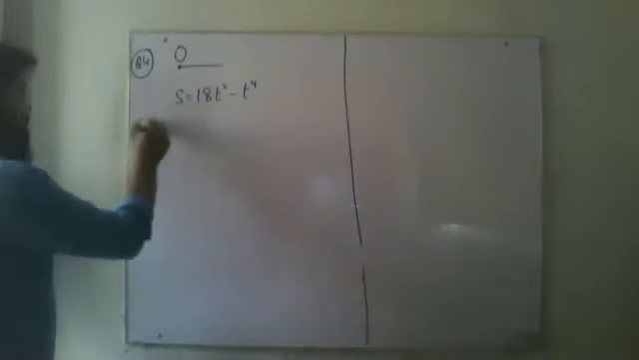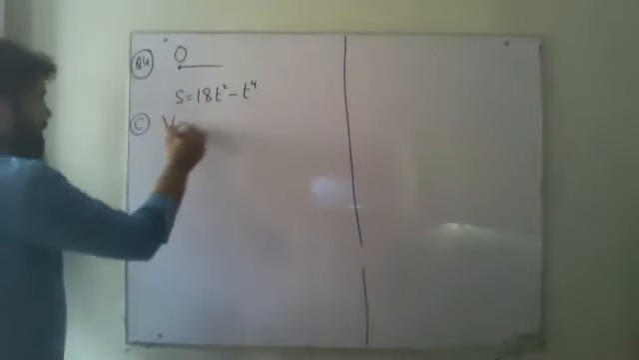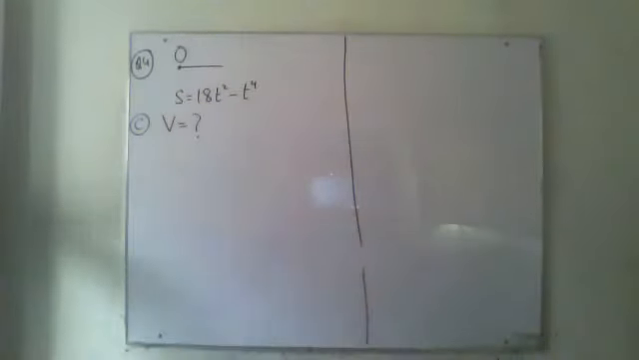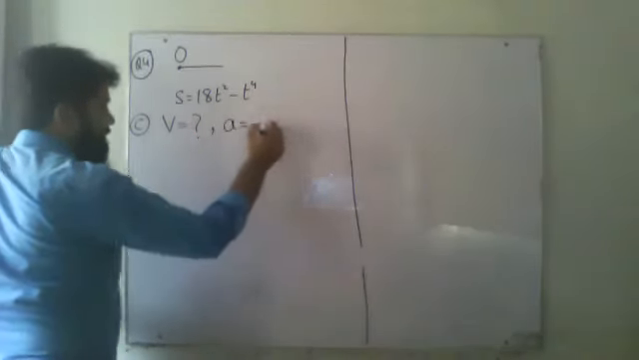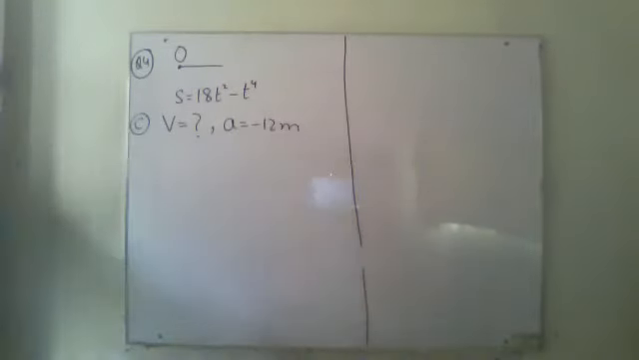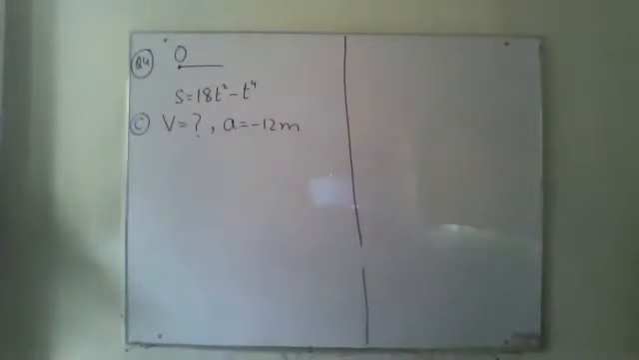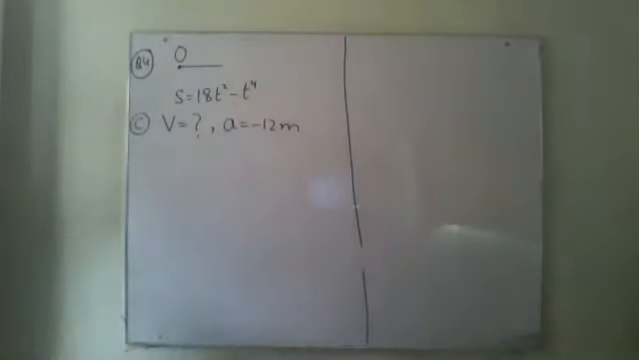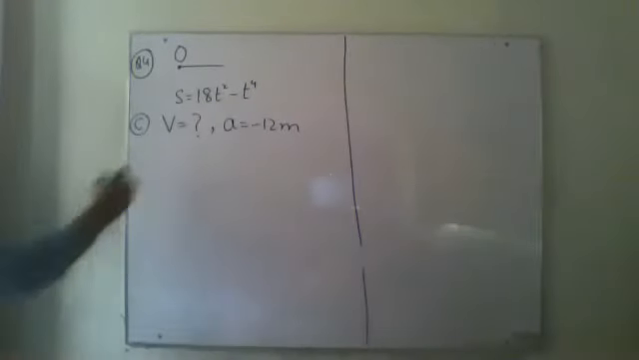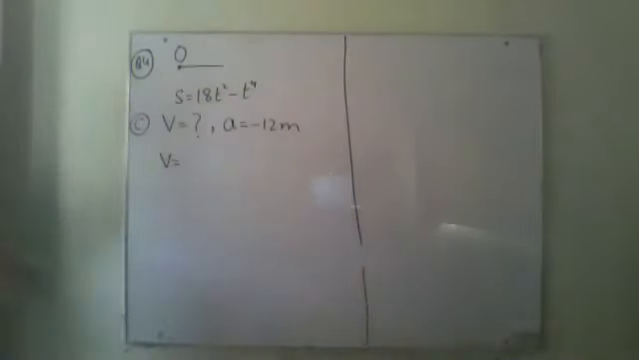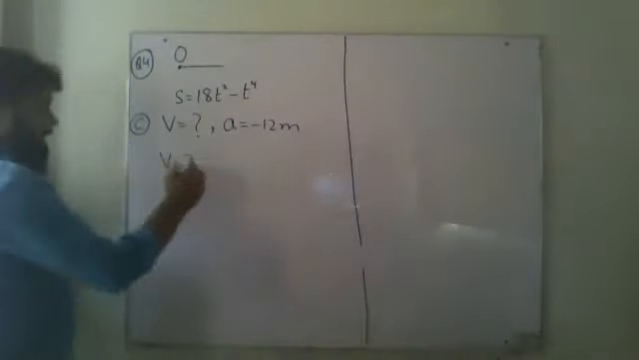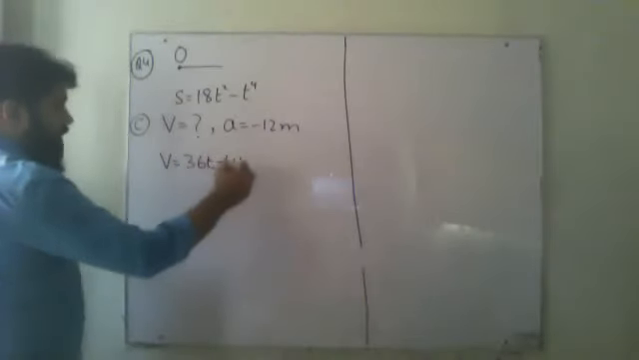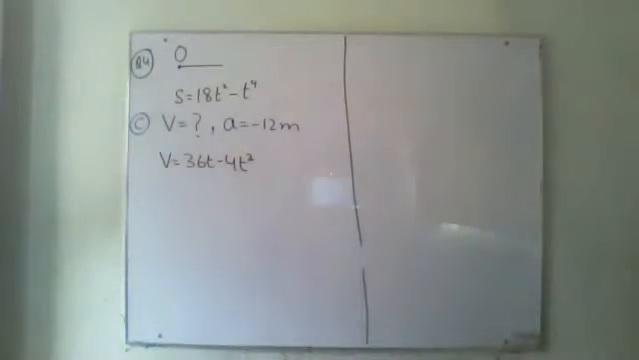The C part of the question is, they are saying find the velocity of the particle when acceleration is minus 12 meter per second square. You have already found the velocity equation in the previous part, you can use that one, that is 36t minus 4t cube. That was the equation.